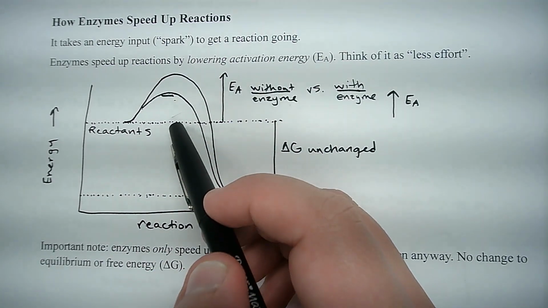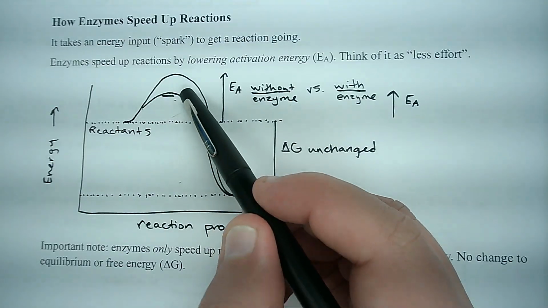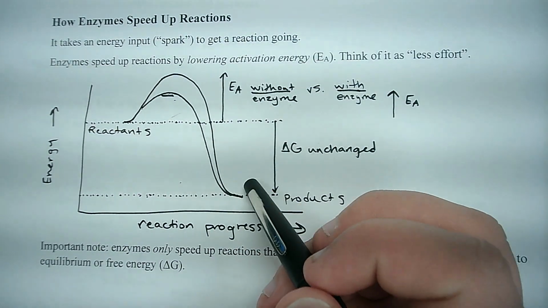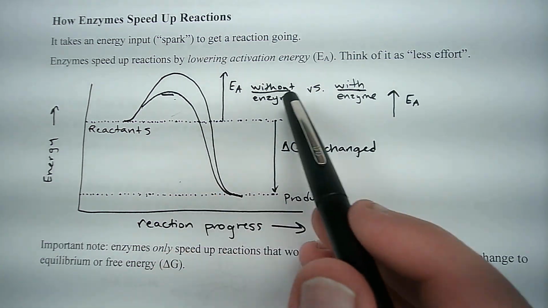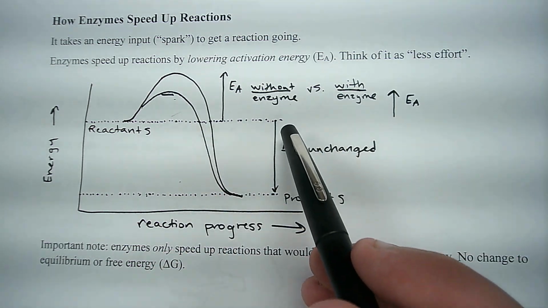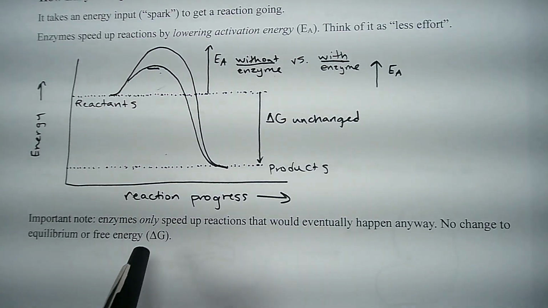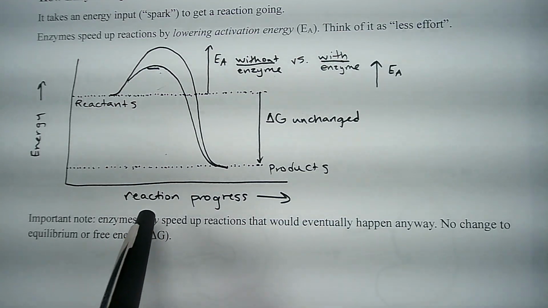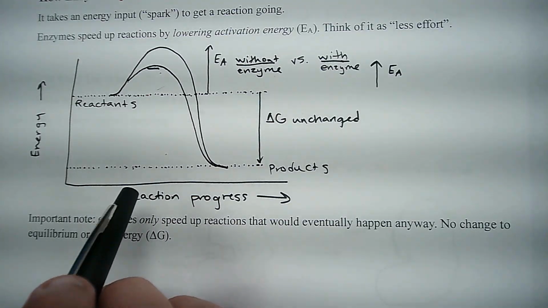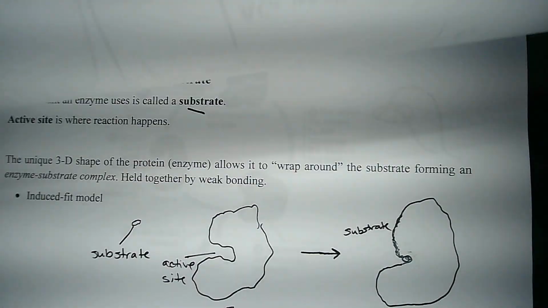Okay, and then when we introduce an enzyme, notice it catalyzes by lowering the activation energy barrier, going from reactants to products. So notice there's a smaller hill there, activation energy. Notice delta G is unchanged. Okay, we do not change the free energy or the equilibrium, meaning the placement of the reactants and products concentrations. The whole point is enzymes only speed up reactions that would eventually happen anyway.